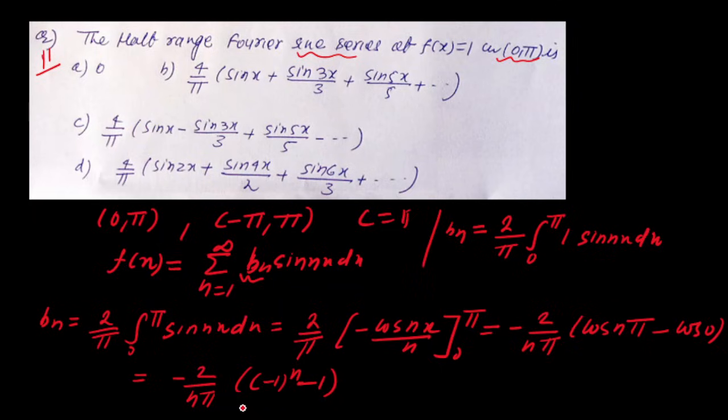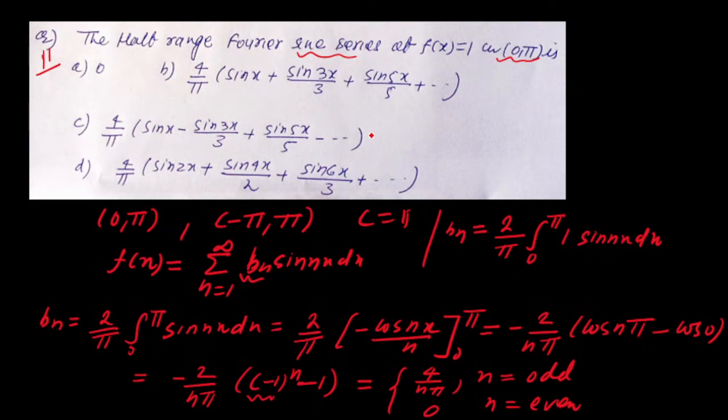So again you can see that the coefficients for n is equal to even will become 0. Can I write like this? For n is equal to odd, what will I get? This will be minus 1 and minus 1. So I will get minus 2 and this minus 2, so I will get 4 by n pi for n is equal to odd. And for n is equal to even, this will become 1 minus 1, so I will get 0.